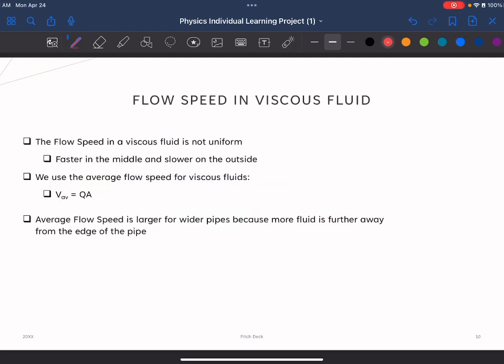So now we have our flow speed in viscous fluid. So the flow speed in a viscous fluid is not uniform. As I said, it was faster in the middle and slower on the outside. So we will usually use the average flow for the viscous fluid. To find the average velocity, we take our flow rate times our area, which would give us our average velocity. And the average flow speed will be larger for wider pipes because there is more fluid that is closer to the center of our pipe, so it will be moving faster.